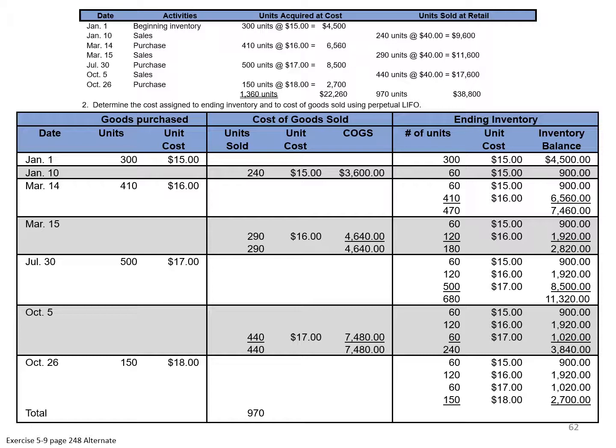So under cost of goods sold for the whole month, if you add up your units sold, 240 plus 290 plus 440, that's 970. Add up our costs, 3,600, 4,640, and 7,480. Total cost of goods sold of 15,720. Ending inventory, if you add all these guys up and all these guys up, you get 390 units, I'm sorry, at a total of $6,540.